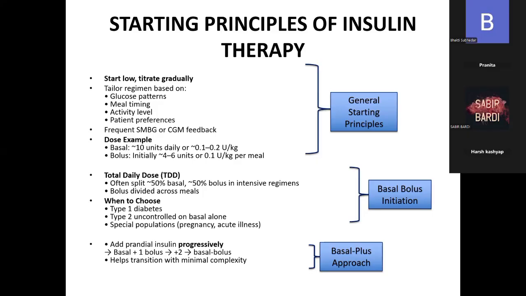Basal bolus initiation is chosen under type 1 diabetes conditions, and type 2 uncontrolled on basal alone conditions. After the initiation, I told you to titrate gradually. During titration, add prandial insulin progressively, which helps the basal plus approach, which includes the basal and bolus combination and helps the transition with minimal complexity. So that was about the basal plus approach. Now moving on to the next slide.